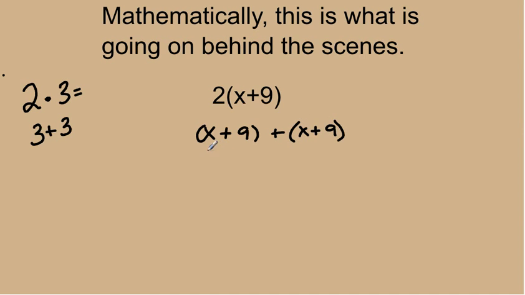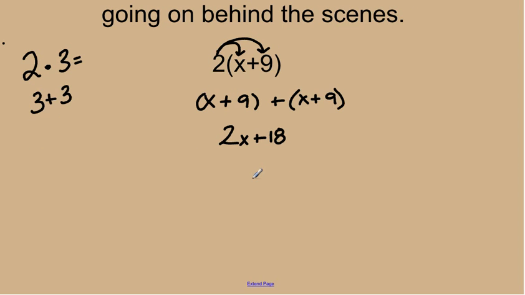What we realize here is that this is now just like combining like terms from the other lesson. I have an x and an x, and x plus x is 2x, and 9 plus 9 is 18. Rather than writing it out every single time, it's a lot easier for us just to multiply out the parts. So let's look at another example and see if this always works.